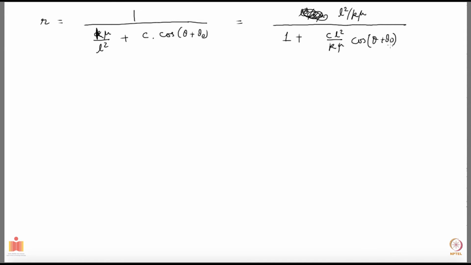Okay, that's good. Now, because you know what these things are, let me define epsilon, which we defined as the eccentricity earlier when we were looking at the equations of conic sections in polar coordinates. So the same thing I do, I define c L square over k mu. That is the eccentricity.